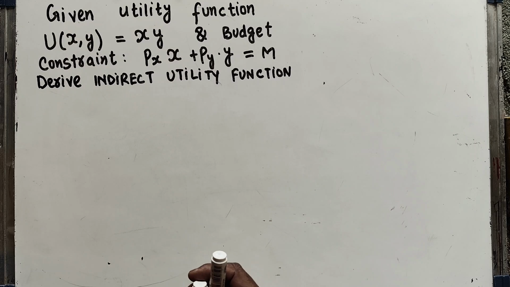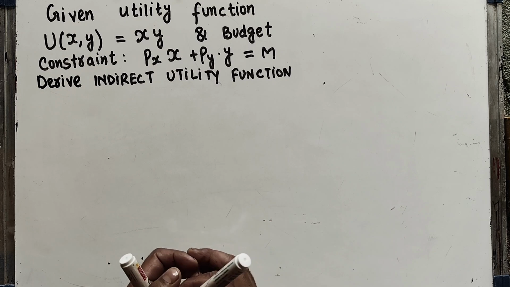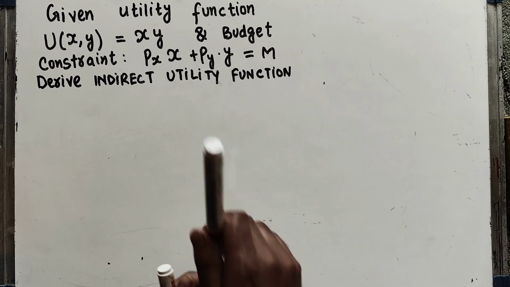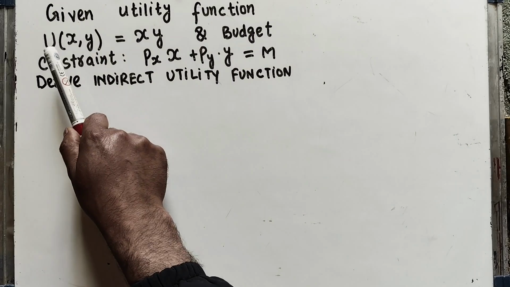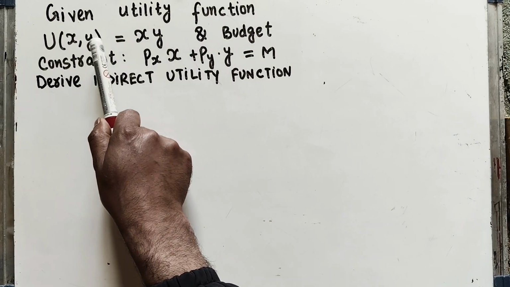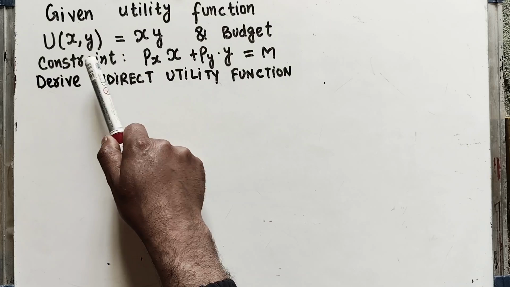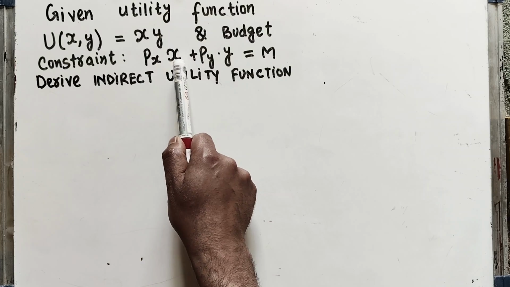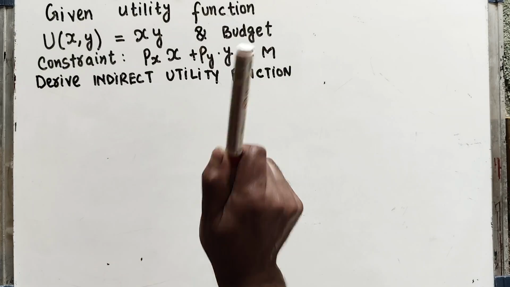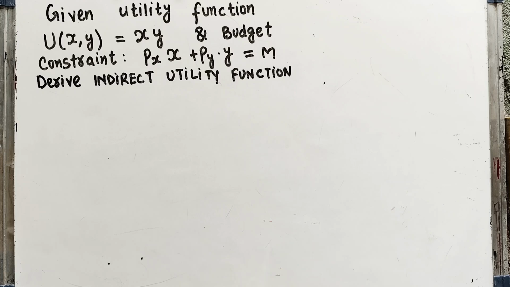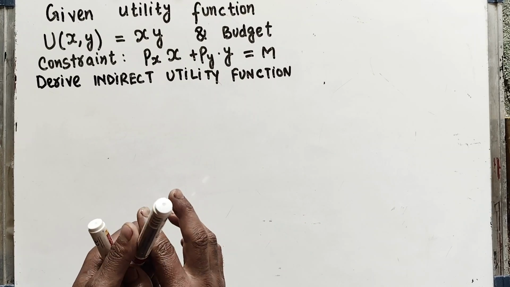In this video, we will learn how to derive the indirect utility function from the given direct utility function. The question is, given utility function, utility is a function of two goods x and y, which is equal to x times y, and the budget constraint of the consumer is that price of good x times units of good x plus price of good y times units of good y should be equal to the income of the consumer. We need to derive the indirect utility function.